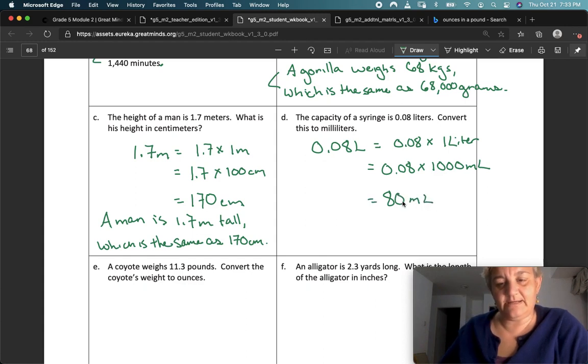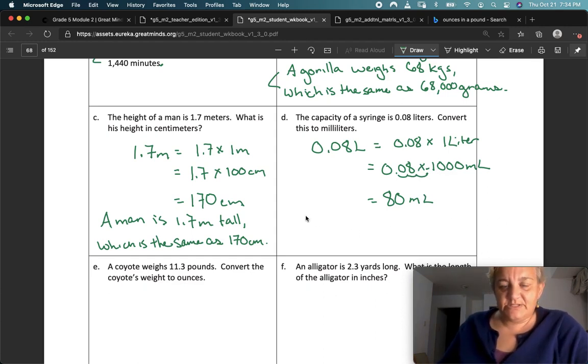You see how I got there? Okay, I just moved this over 1, 2, 3 spaces, but there wasn't one there, so I had to add a 0, and then my decimal point goes after, and I can erase the 2 zeros in front. Okay, so 80 milliliters.